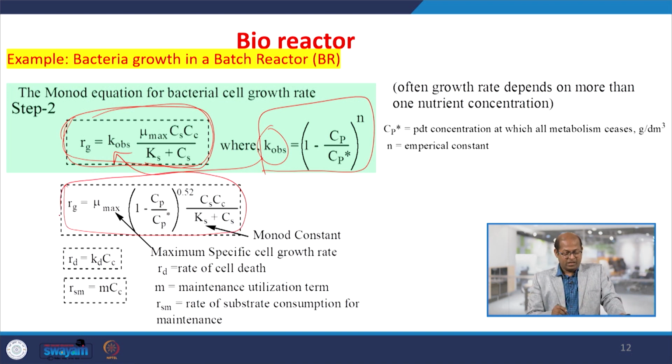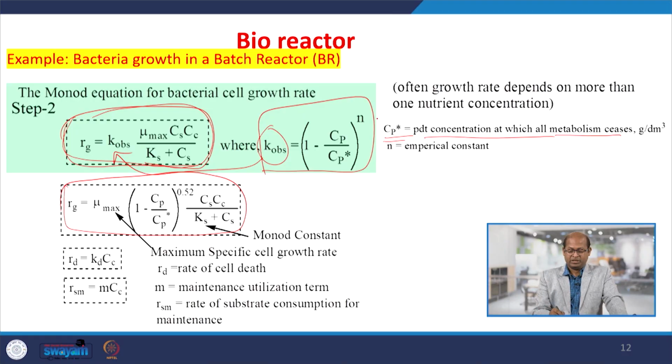Here K observed is given, a constant, and Cp star is the product concentration at which all metabolism ceases. After that concentration is reached, there is no further cell growth; the cells almost will die. That is the product concentration at which all metabolism ceases, meaning there is no growth. n is the empirical constant. Its value is given, Cp star is also given, and n is 0.52.